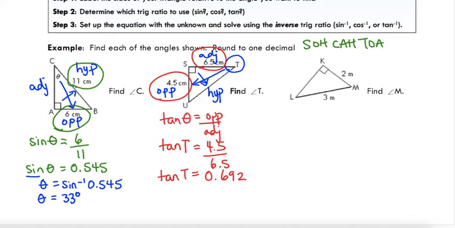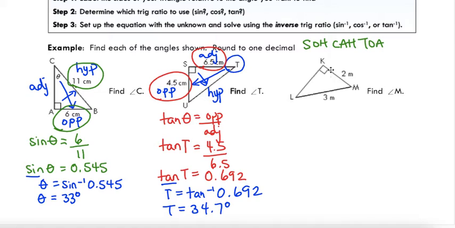You get approximately 0.692. And then from here is where I do the opposite of tan or tangent to get rid of the tangent on the left-hand side. So I'm just left with T, and the opposite of tangent is tan inverse. So I'm going to use my calculator to work out that measurement, and I get an answer of approximately 34.7 degrees. So angle T measures 34.7 degrees.